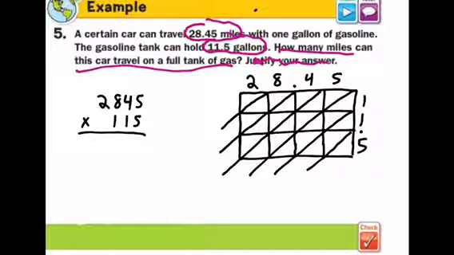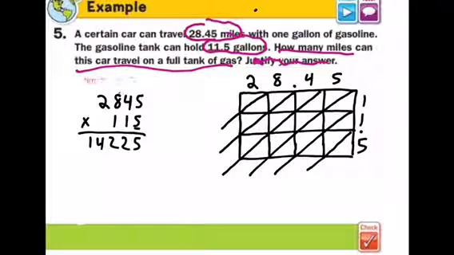So watch the traditional. I'm going to start by multiplying this 5 through. 5 times 5 is 25. 5 times 4 is 20, plus 2 is 22. 5 times 8 is 40, plus 2 is 42. 5 times 2 is 10, plus 4 is 14. Now I'm done. I'm going to erase these up here to try not to get too confused here. So let me fix that.